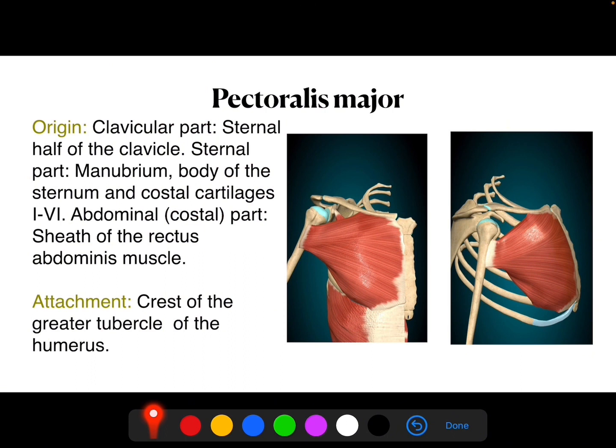Pectoralis major. It originates at the clavicular half of the clavicle, manubrium, body of the sternum, costal cartilages first to fourth, and the sheath of the rectus abdominis muscle. It attaches to the crest of the greater tubercle of the humerus.